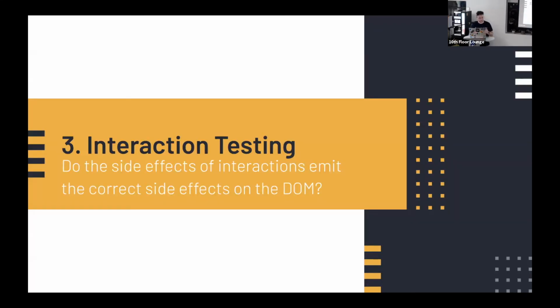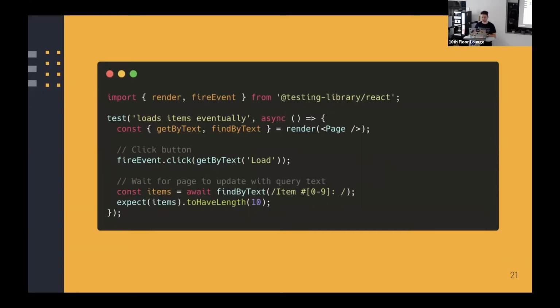The third level of that pyramid was the interaction testing. So I'm going to test out side effects, and are they going to be correct when I fire a click. Here's another really good example from the docs. This page component, right when it loads, doesn't do anything except show a button. You click the load button, and then it makes an API call and shows a list of items.